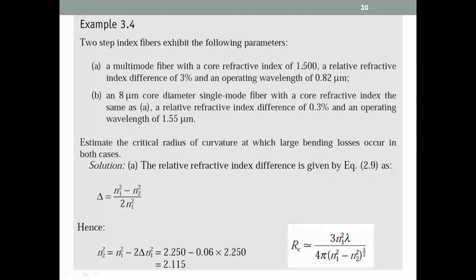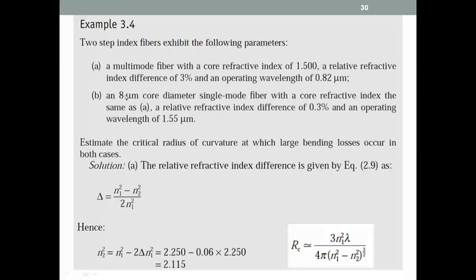You have n1 as 1.5, n2 as 2.115. That is the n2 square. We want n2 square, so I've directly given it, kept it as n2 square. So you can calculate with the help of lambda, which is equal to 0.82 micrometer. Please do not forget the micro here, otherwise you might land into trouble. And finally you get the radius of curvature for the multi-mode fiber.